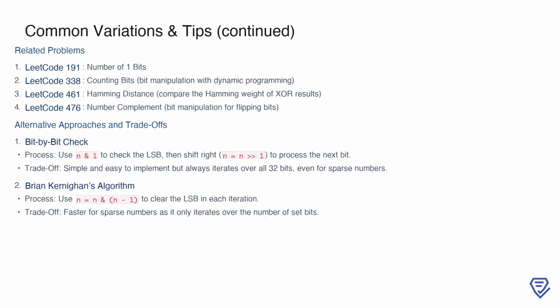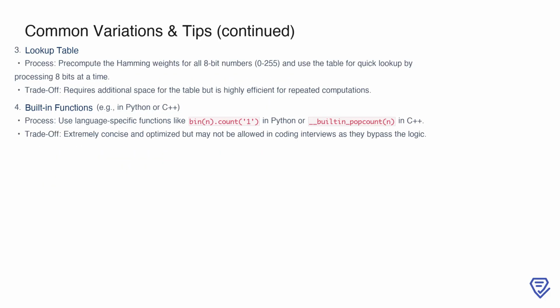Now, when it comes to alternative approaches, one common method is the bit-by-bit check. This involves isolating the least significant bit using n & 1, then shifting the number right with n = n >> 1 to process the next bit. While simple and straightforward, this approach iterates over all 32 bits regardless of how many are set. A more efficient option for sparse numbers is Brian Kernighan's algorithm, which uses the operation n = n & (n-1) to clear the least significant bit in each iteration. This drastically reduces the number of iterations, as it only processes the number of set bits, making it faster for numbers with sparse ones.